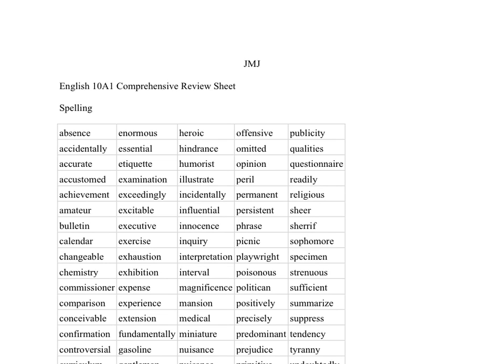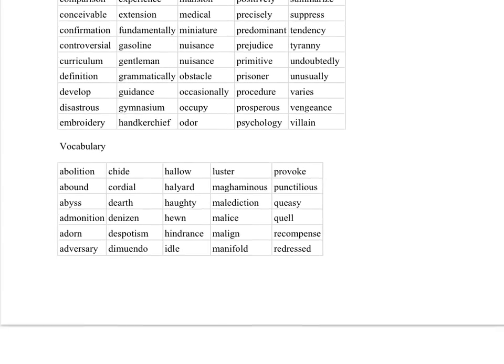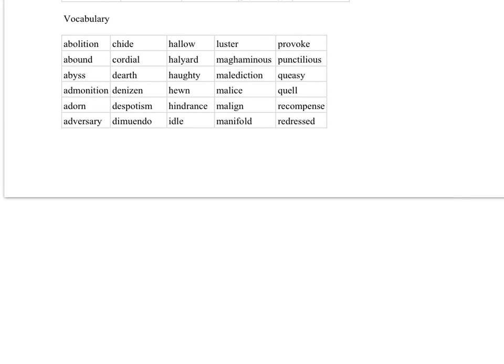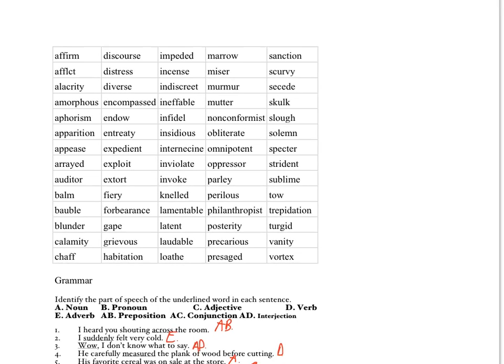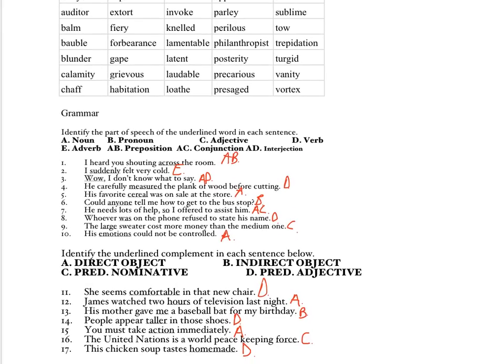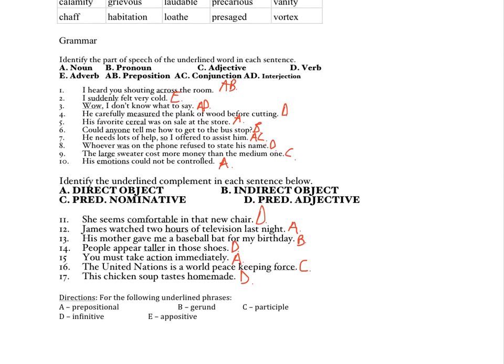So here we have the English 10A1 review sheet. You can see that we've narrowed down the spelling. These are listed alphabetically for you. We've narrowed down the vocab, also listed alphabetically for you. Onto the next page. And now we get into some actual grammar. Now I have the answers here. So if you've not done this yet, maybe you want to stop and go to the review sheet and do these. But the answers are here.